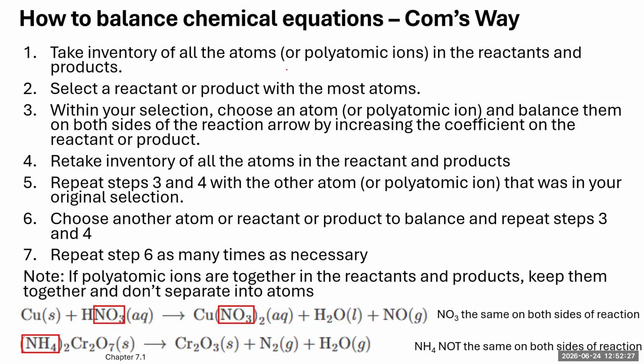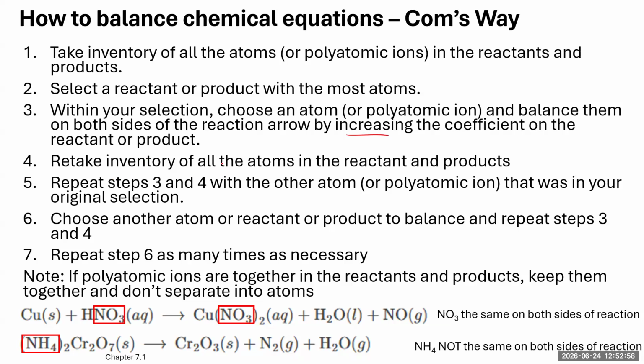Take inventory of all the atoms or polyatomic ions in the reactants and products. So just figure out how much you're starting with, how much you're ending with, and then we have to change it from there. Select a reactant or product with the most atoms. Select within your selection. So let's say you pick something, and we're going to go through this. Choose an atom or polyatomic ion and balance them on both sides of the reaction arrow by increasing the coefficient on the reactant or product.